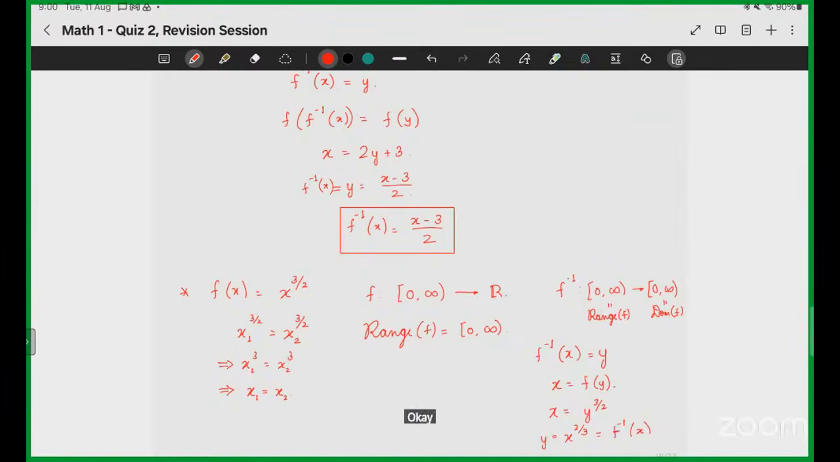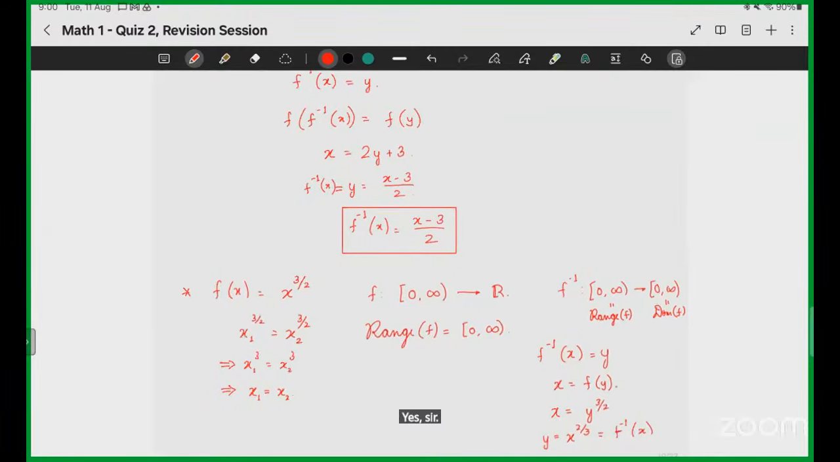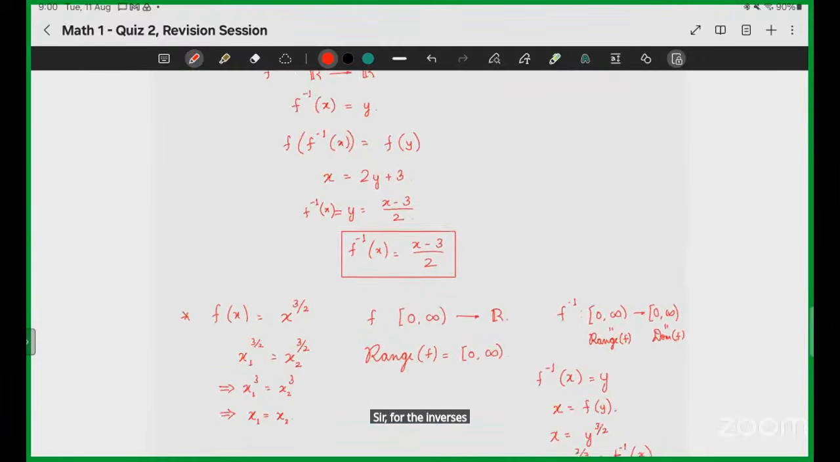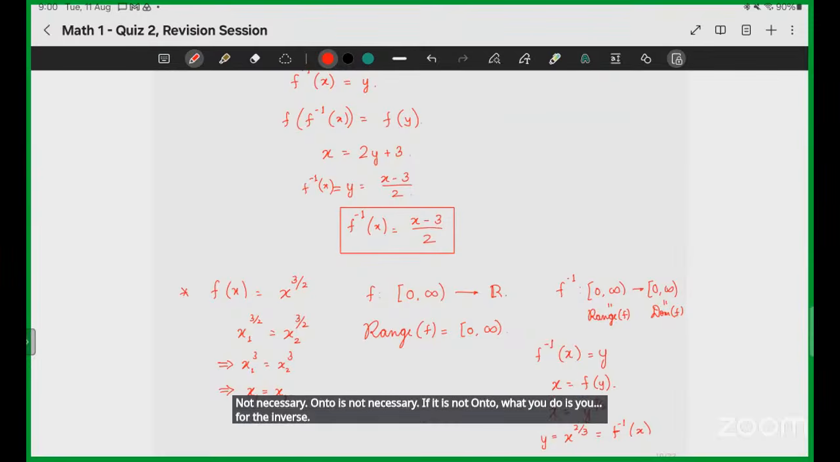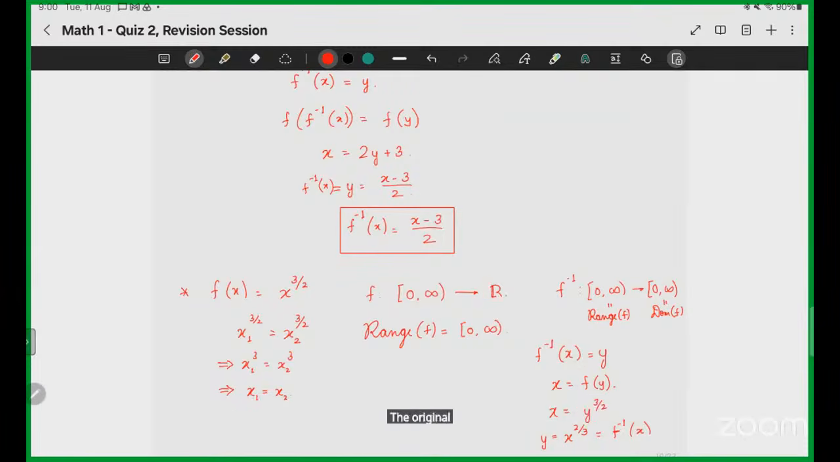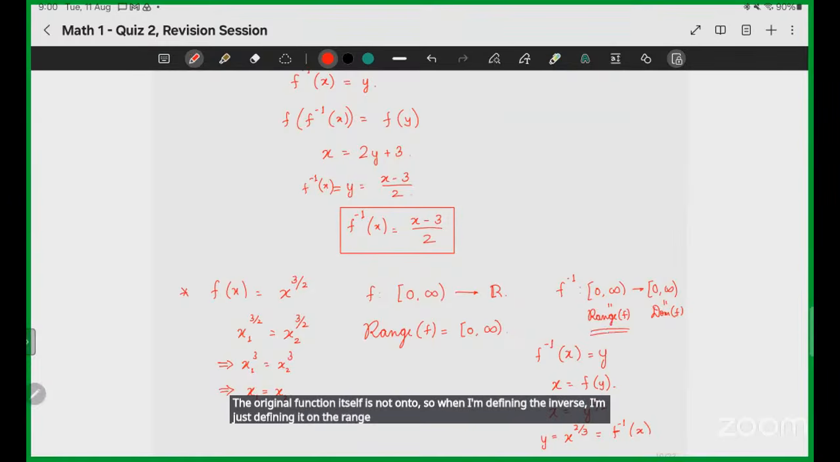Okay, sir. Sir, for the inverse of a function to exist, the function should be both 1-1 and onto. Am I right, sir? Not necessary. Onto is not necessary. If it is not onto, what you do is, for the inverse, you just define it on the range. That's what we have been doing over here. So over here, the original function itself is not onto. So when I'm defining the inverse, I'm just defining it on the range instead of the codomain.